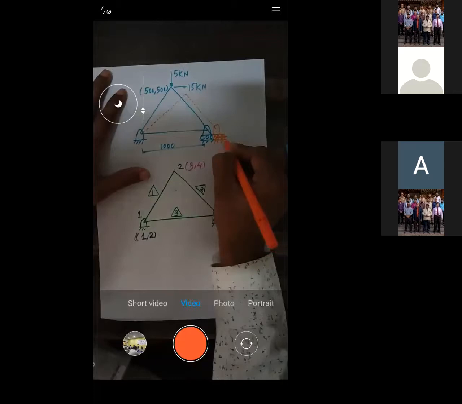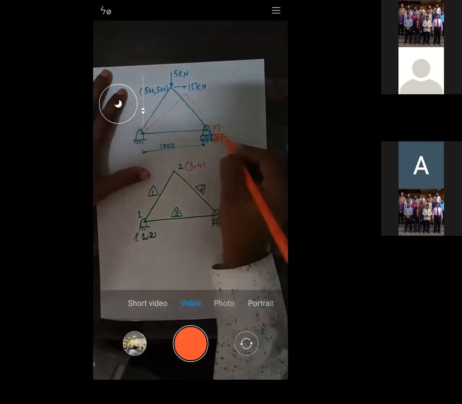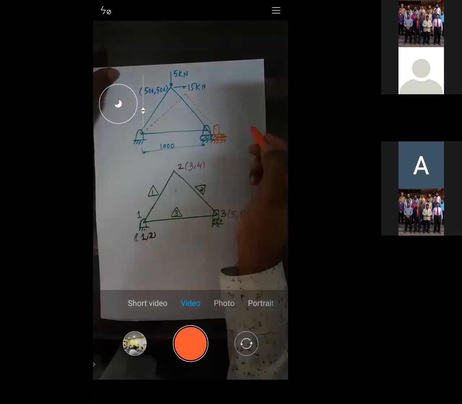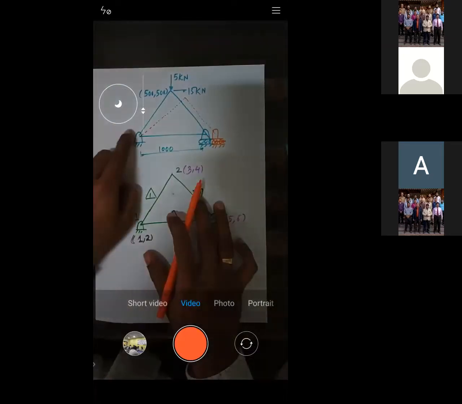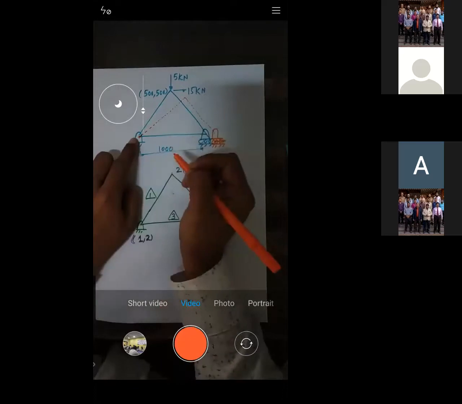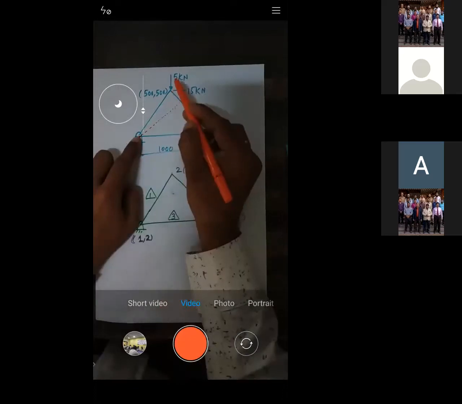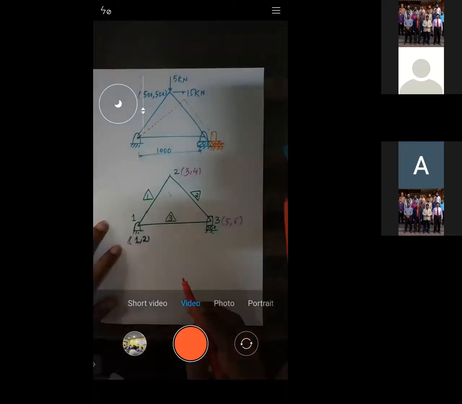Understood. A force like this, the truss might get deformed like this. See, this is fixed, so this will remain here only, right? It will not move. But this is free, and you are applying force in X and Y direction, so it will move. Okay, so how much distance has it moved?